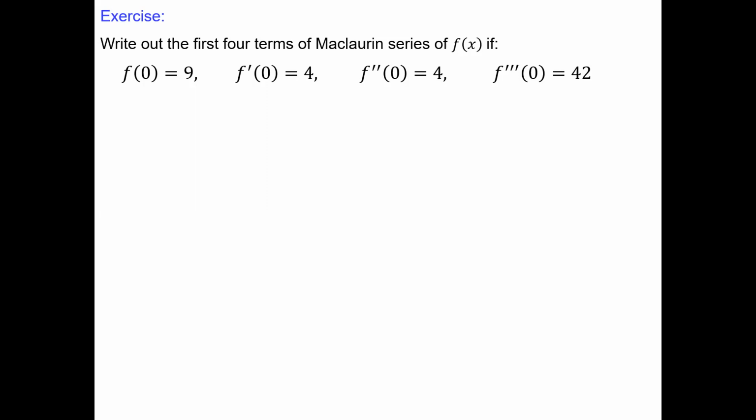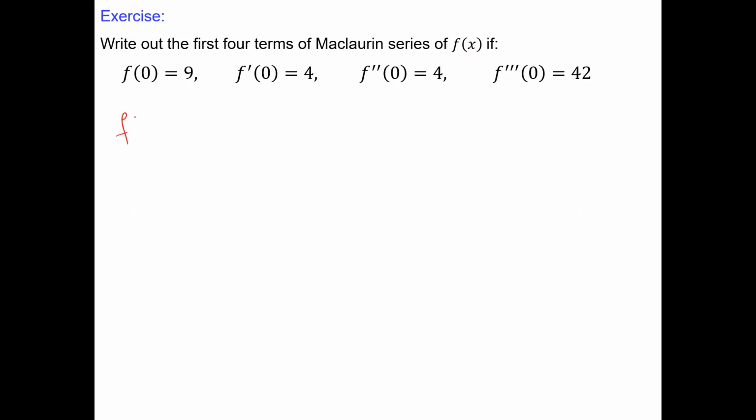Value of the function at 0, of course at 0, because Maclaurin series is the power series centered at 0. Value of the function at 0 is 9, first derivative is 4, second is also 4, and the third is 42. Okay, that means this question is just testing if we understand the formula.